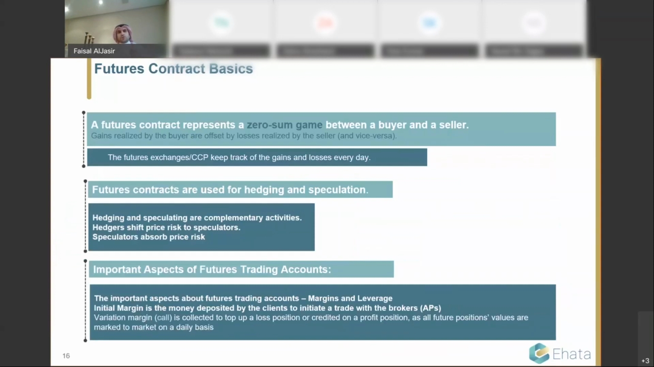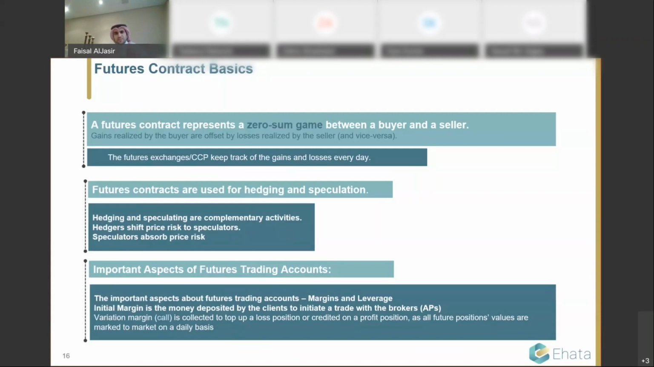So future contracts do represent a zero-sum game, and when we say a zero-sum game between a buyer and a seller, we mean that if a buyer enters into a position and he's gaining, that would be at the expense of the seller. So at the end of the day, it will actually balance out, and we will see that by an example. So it's a zero-sum game. If the buyer is losing, that goes basically as the gains for the seller, and vice versa.